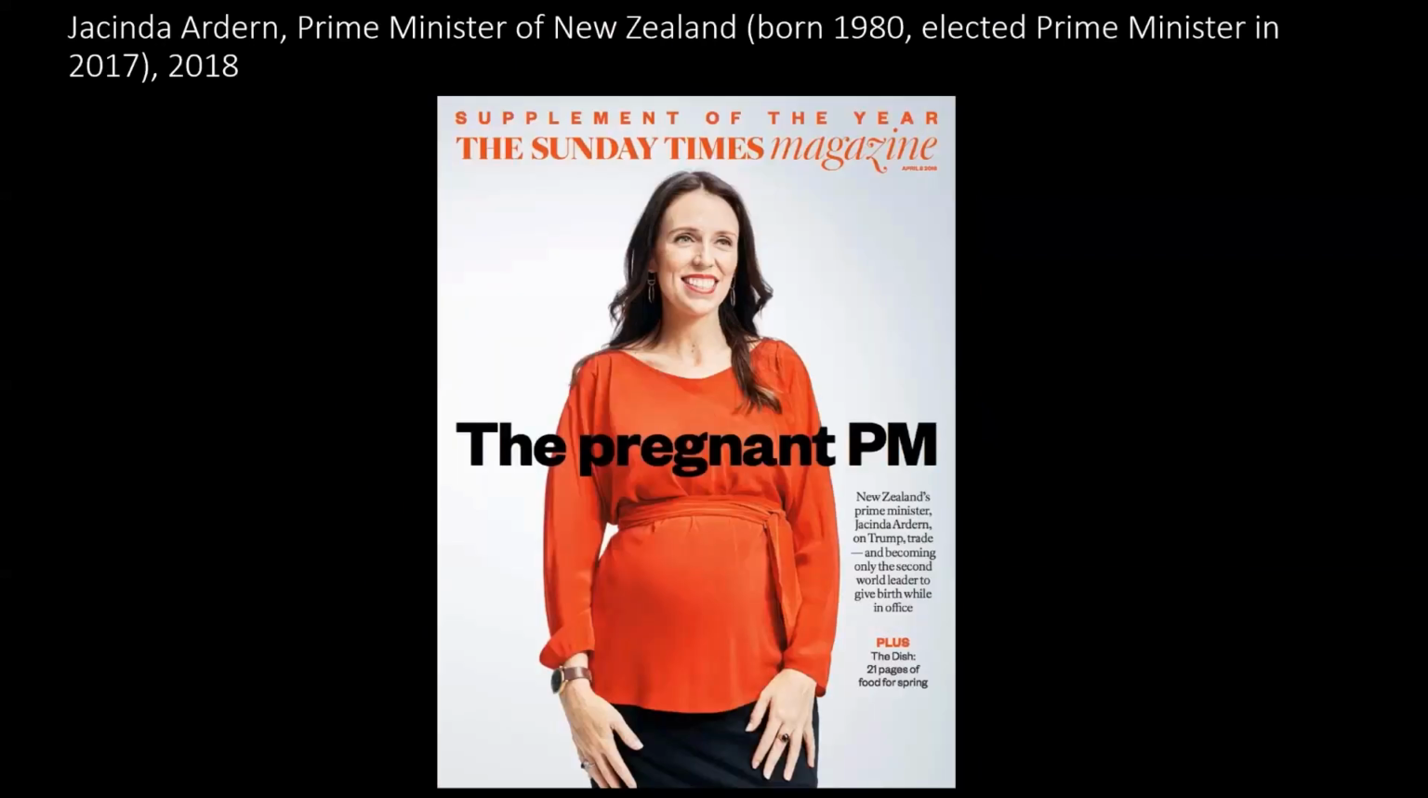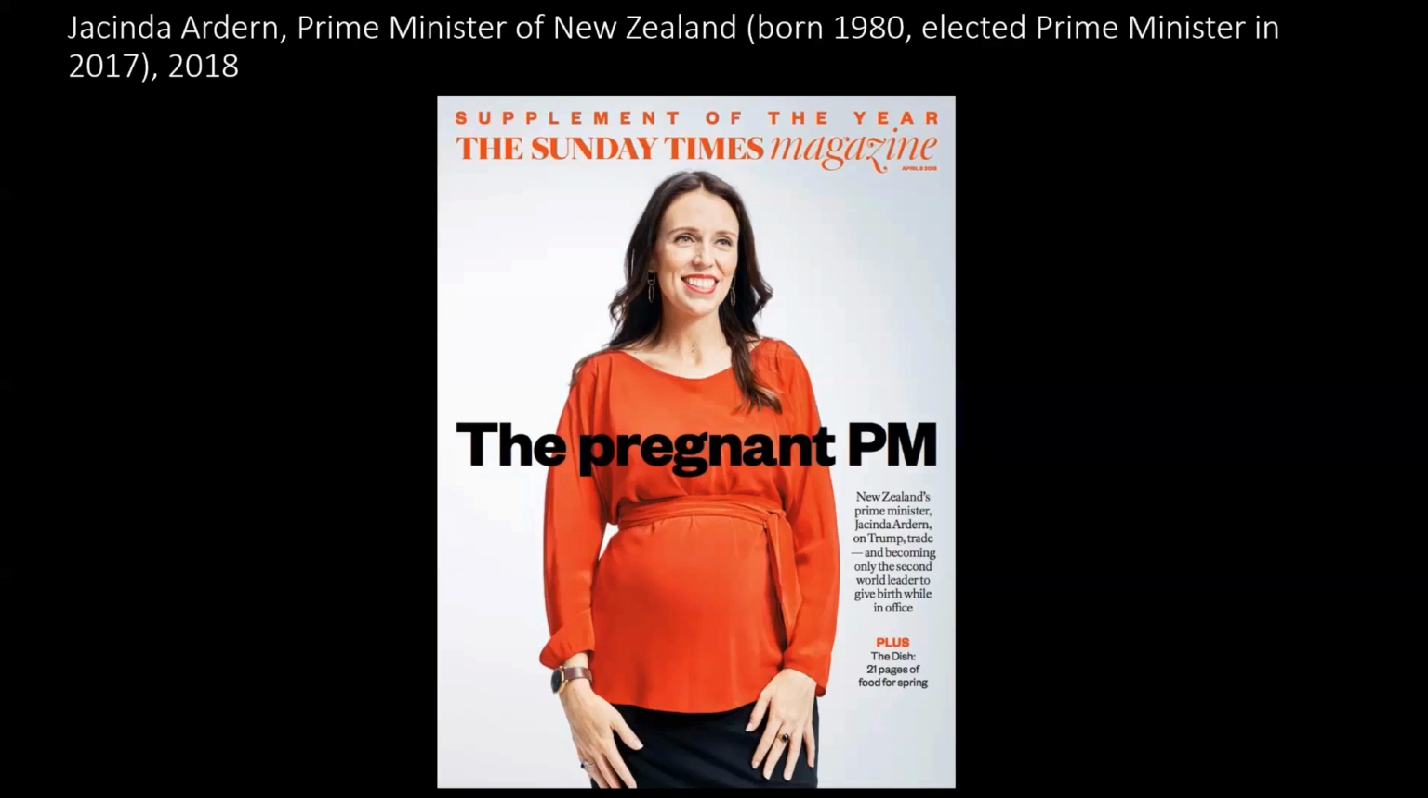What caused ridiculous spasms of amazement when Jacinda Ardern, an elected head of state, became pregnant. I mean, quite ridiculous. Typical is the nonsensical statement on the cover of this magazine, which you can probably read, that Ardern is, I quote, only the 2nd world leader to give birth while in office. I can hear Maria Theresia and Queen Victoria snorting in derision at this ridiculous false statement.